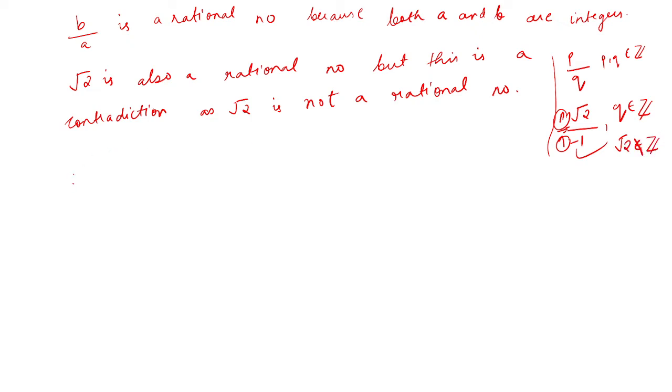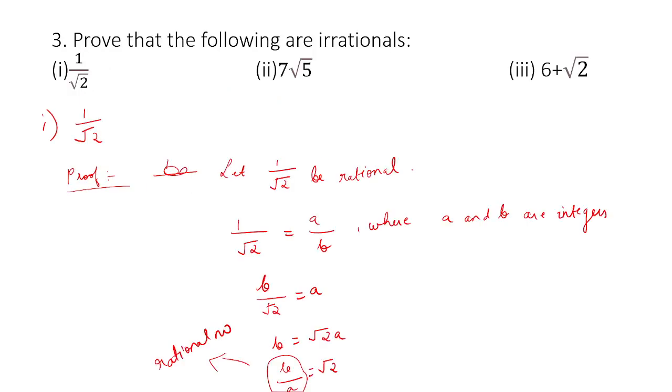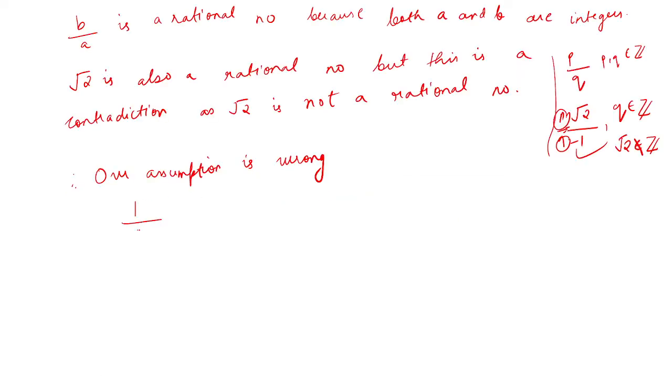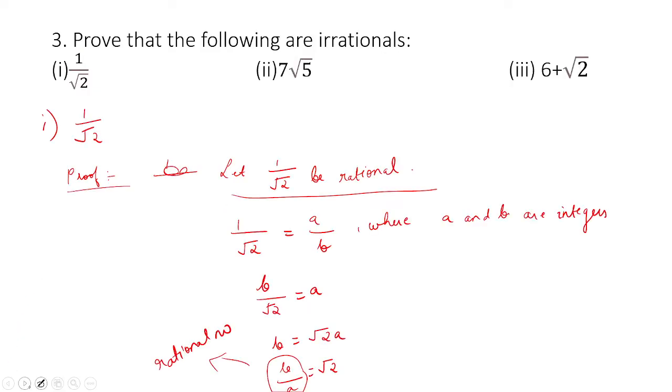Okay, therefore, we say that our assumption is wrong. So what was our assumption that we took? We took the assumption that let 1 by root 2 be rational. Now since this assumption is wrong, we can simply conclude that 1 by root 2 is irrational. Okay, alright, so we're done with the first question, and we'll go with the second question as well.